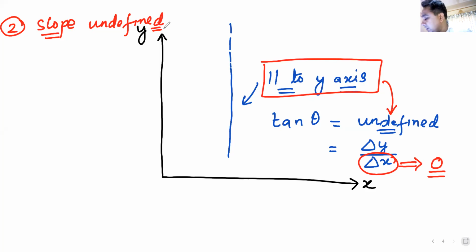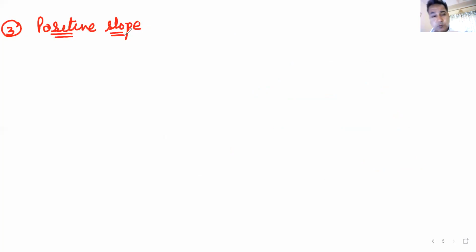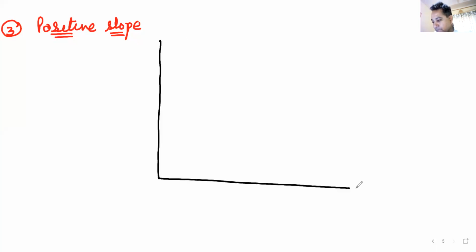Now, let us move to the next one. And what is this next one? I'll name it first so that every doubt gets cleared. Positive slope. A positive slope line. How will a positive slope line look like? Anyone, any idea? How does a positive slope line look like? Or what do I mean by a positive slope?